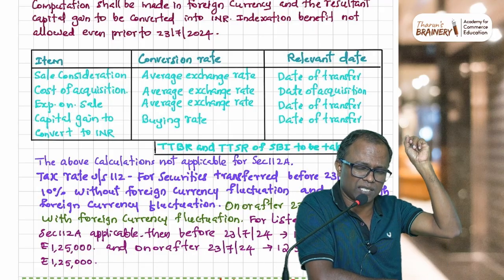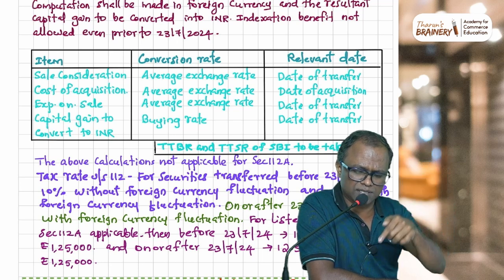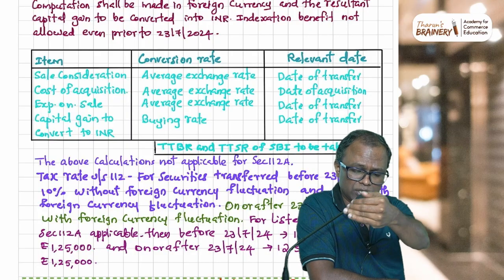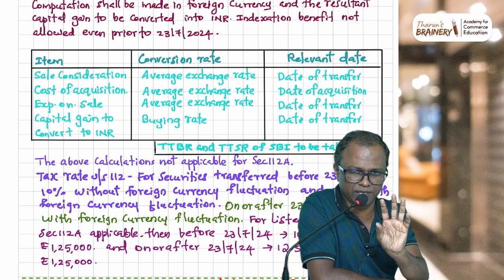On the date of acquisition, at what date they purchased, the original date of acquisition. On that date, what is the average rate of the telegraphic transfer buying rate and selling rate of SBI? Use that average rate, divide, and convert it into foreign currency. And then we will get the capital gain in foreign currency.